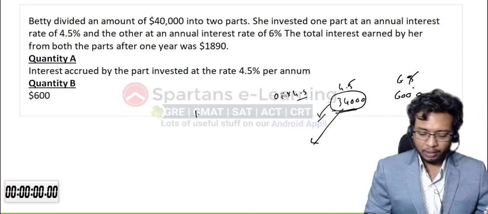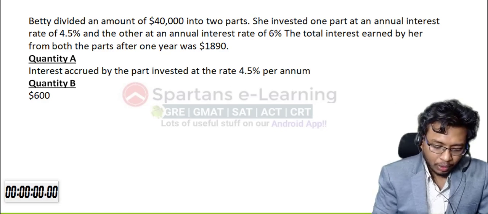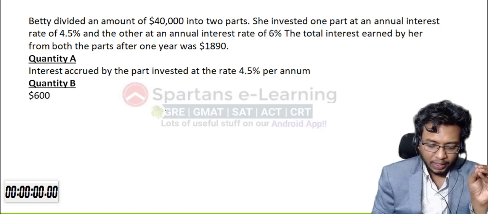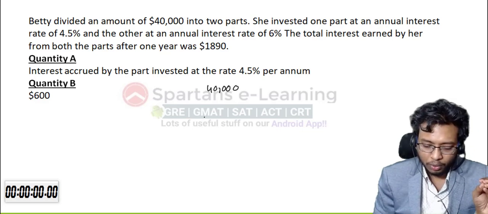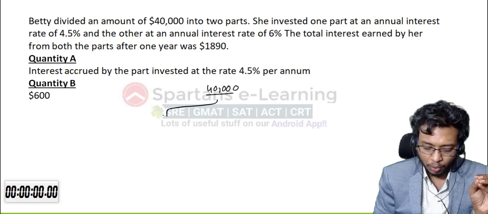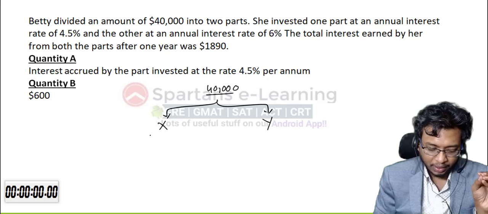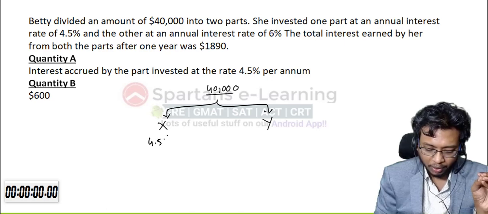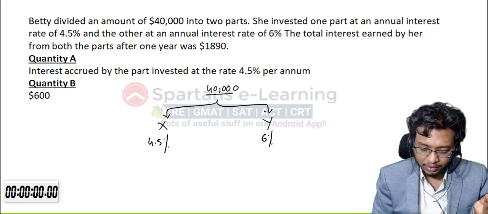I'll take it in a slow manner. See this. What he is saying is Betty divided 40,000 into two parts. He is actually having 40,000. This is the principal amount. Now what happened is she gave this amount in two parts. Now she gave some x amount at one rate and y amount at another rate. This x amount she gave at a rate of 4.5% per annum. This is the rate of interest. And this amount she is giving at 6% per annum.